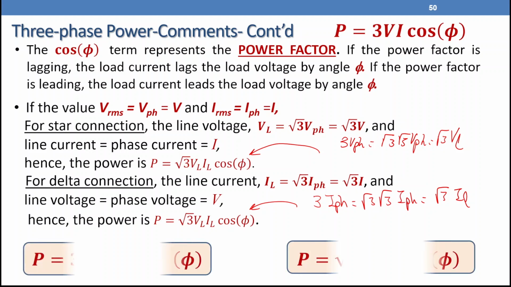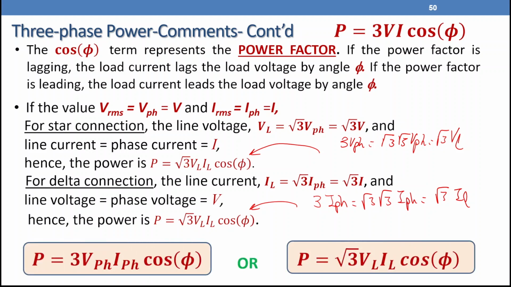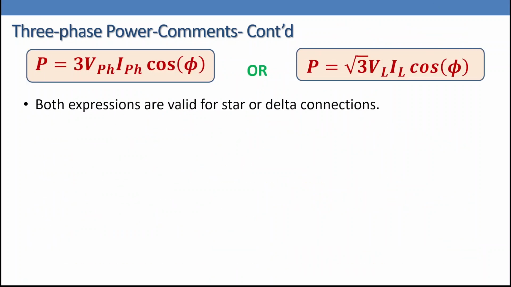So we can calculate the power as 3 V phase I phase cosine phi, or root 3 V line I line cosine phi, irrespective of the connection, star or delta. As I mentioned, both expressions are valid for star or delta connection, but there is a certain limitation on this expression. I'm going to explain it now.